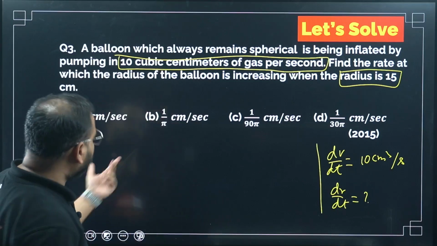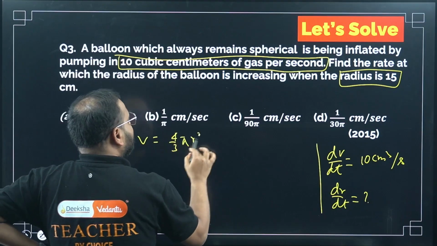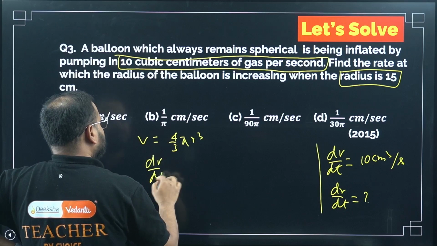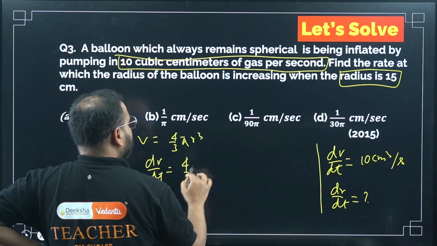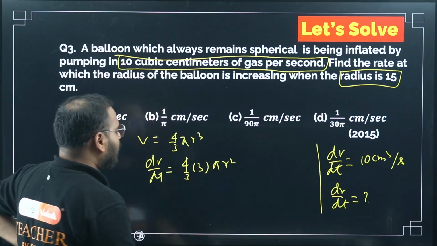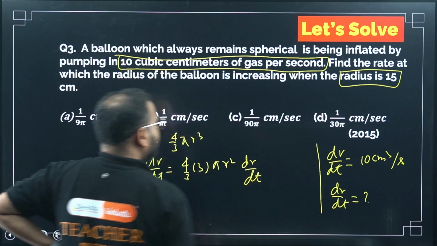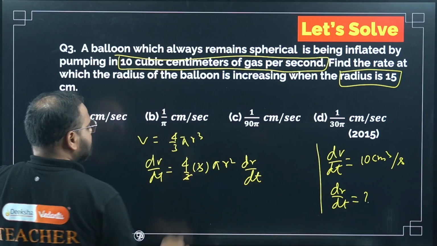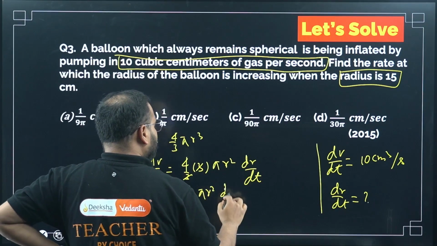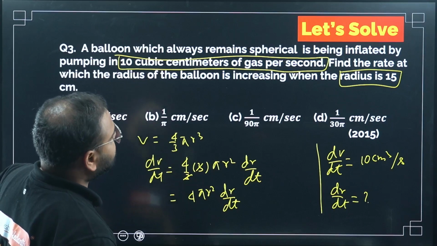So what will the expression of V be? 4 by 3 pi r cube. Am I right? Find dV by dt here. How much is that? 4 by 3 times 3 pi r square. Is it enough? No sir, I have to do it for r also because dt is there. So I'll do dr by dt. This 3 and 3 will cancel. What is left over here? 4 pi r square dr by dt. Is the radius given? Yes, the radius is given as 15.